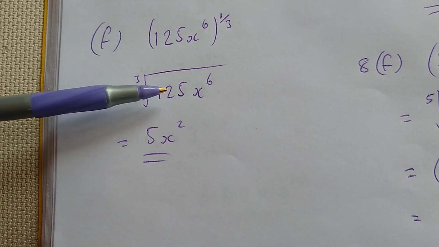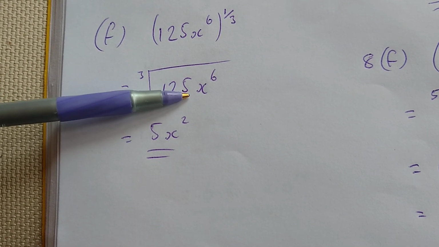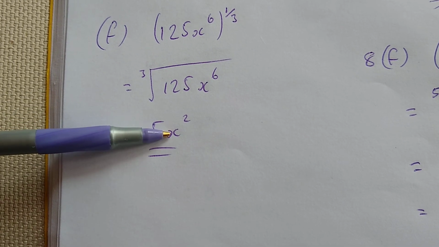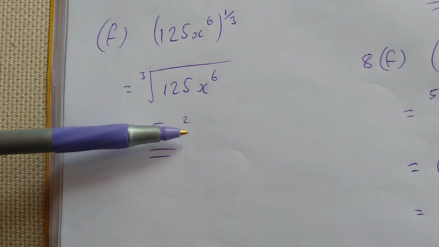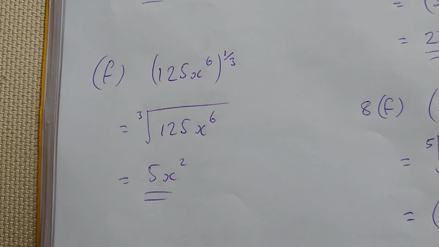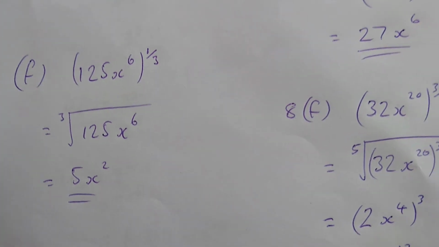We also have the cube root of x to the power 6. So what are we multiplying by itself 3 times to get x to the 6? Well, x squared times x squared is x to the 4, times x squared again is x to the power 6. So the cube root of 125x to the 6 is equal to 5x squared.